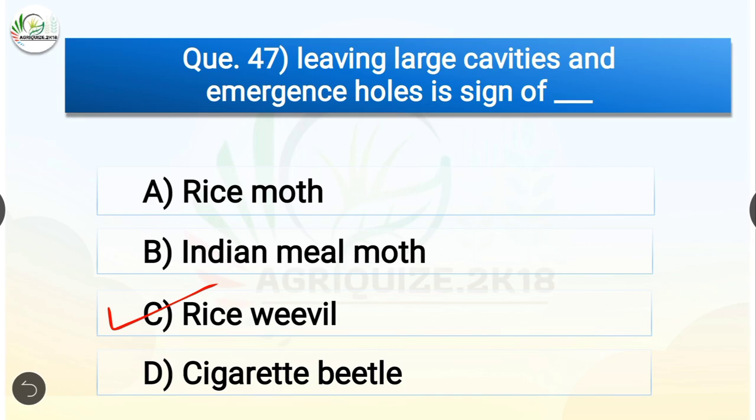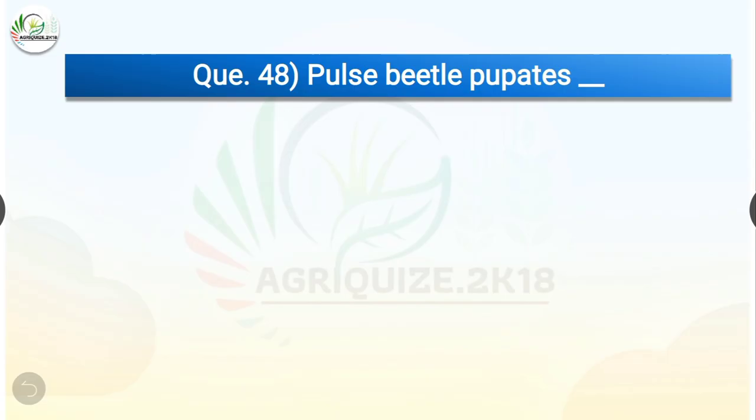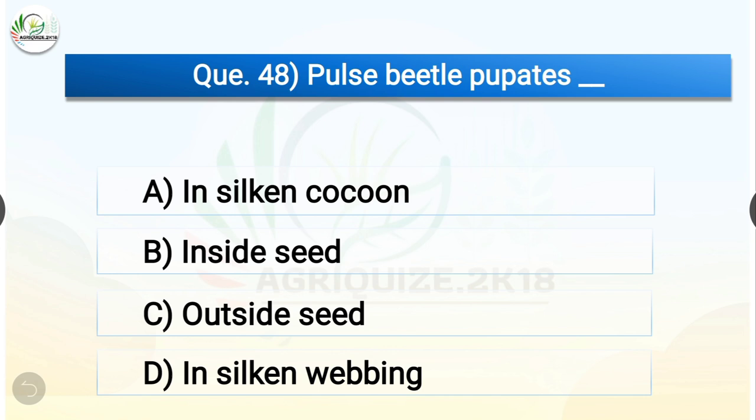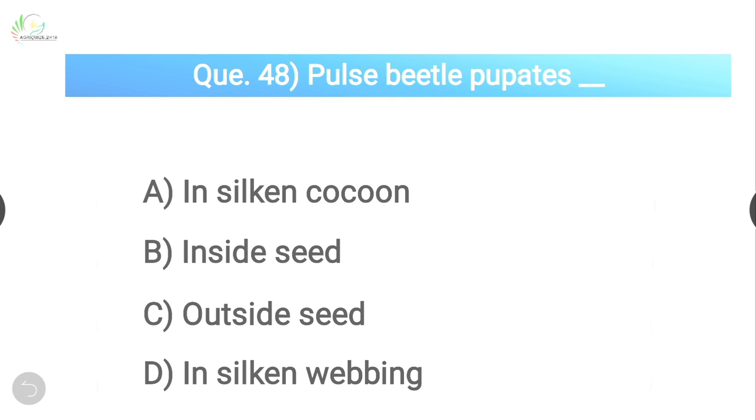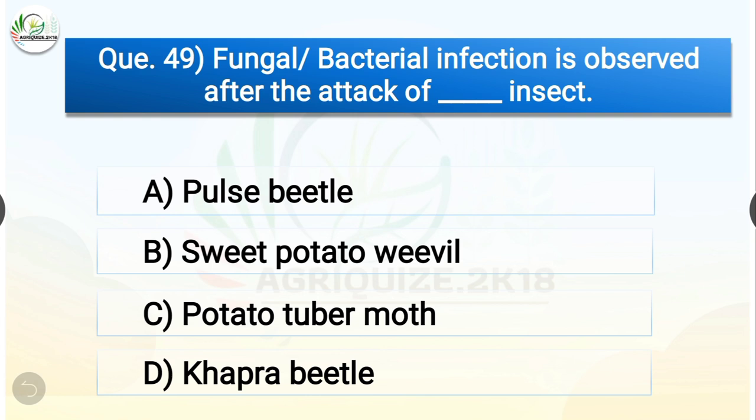Question number 48. Pulse beetle pupates dash. The options are in silken cocoon, inside seed, outside seed or in silken webbing. The correct answer is option B, inside seed. So pulse beetle pupates inside seed. Question number 49. Fungal or bacterial infection is observed after the attack of dash insect. The options are pulse beetle, sweet potato weevil, potato tuber moth or khapra beetle. The correct answer is option C, potato tuber moth. So fungal or bacterial infection is observed after the attack of potato tuber moth.